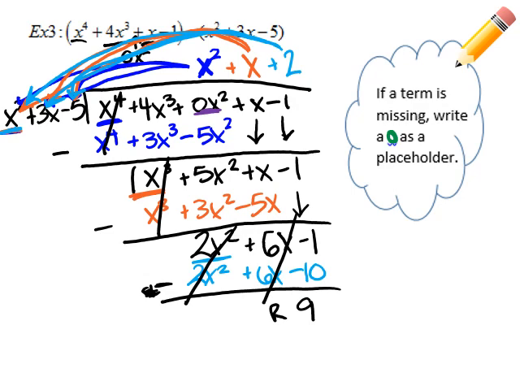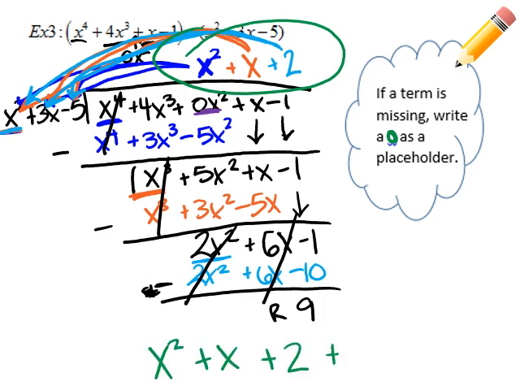So let's take a look at our quotient up top. Our solution to this division problem is x squared plus x plus 2. Tack on, or add on, the remainder of 9 over the divisor of x squared plus 3x minus 5.